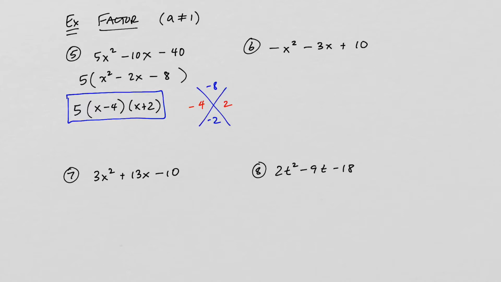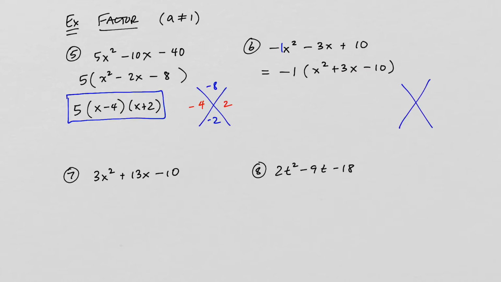Number 6 is pretty much the same thing, except that in number 6, notice that we don't have a number in front of x squared other than negative 1. So remember that this is a negative 1 here. And factoring is always easier when your leading coefficient is positive. So the first thing I want to do in this problem is just factor out the negative 1. And when we factor out the negative 1, that just makes every term become the opposite of what it was. So now we have to factor what's left over, x squared plus 3x minus 10.